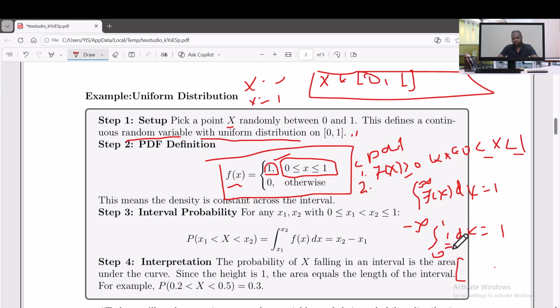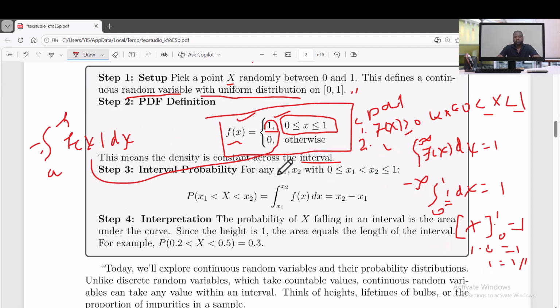When we integrate this one, we come up with x evaluated over this interval, right? Therefore 1 minus 0 is 1. 1 is equal to 1. Therefore, the second criterion is also satisfied. Therefore, this f of x is a PDF.